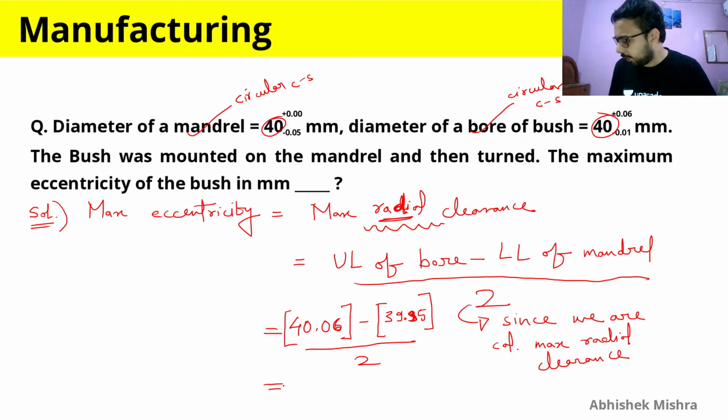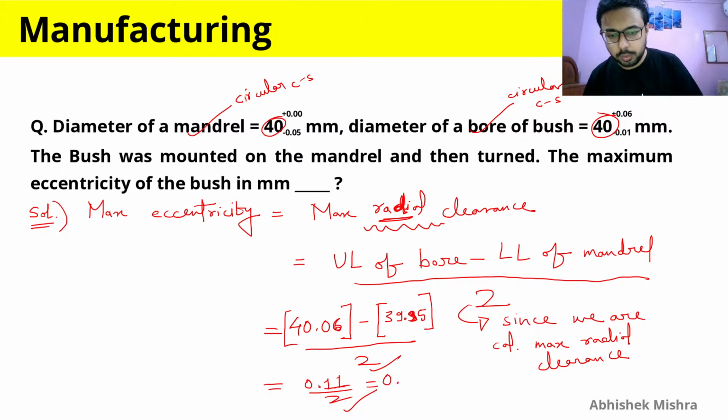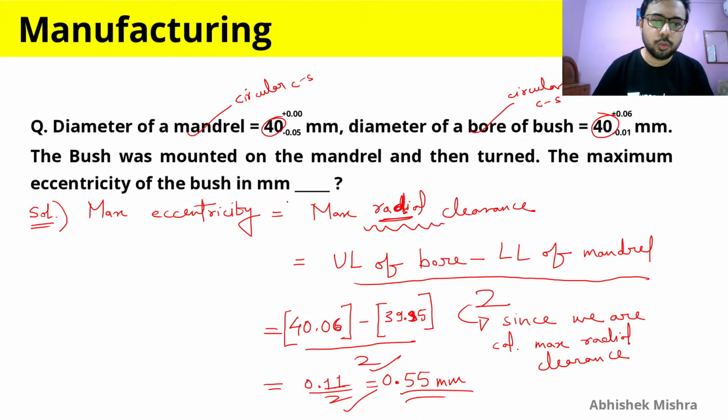as you can see, we are getting 0.11 divided by 2. But don't forget to divide by 2. If you are writing 0.11, then you will get wrong answer, because we again need to calculate maximum radial clearance. And this was the main motive for me to make you do this question, because again, for maximum eccentricity, there is no term radial written here. It is only written as maximum eccentricity. If it is asked, then you have to just calculate maximum radial clearance and give the answer.